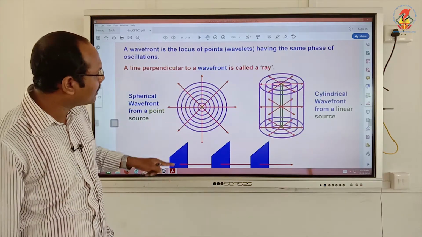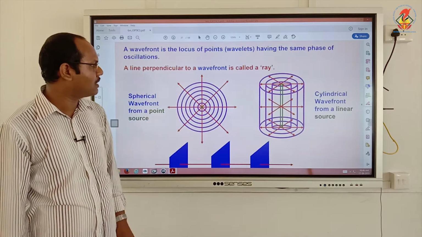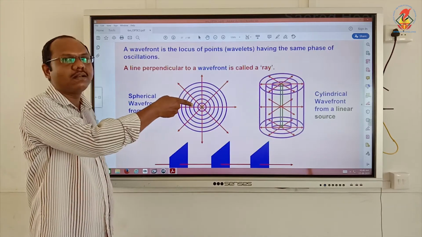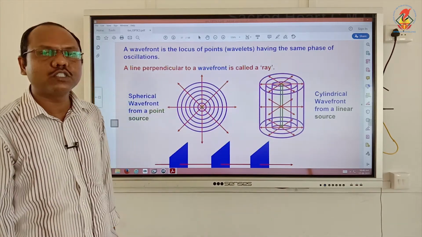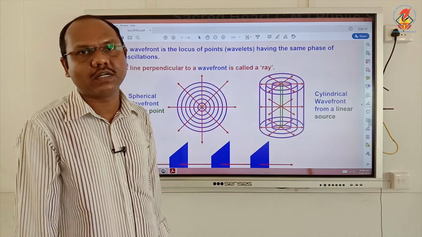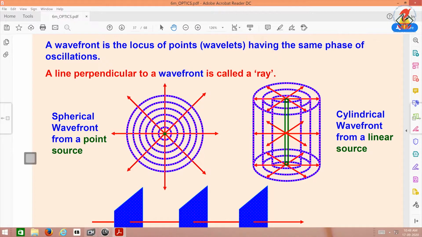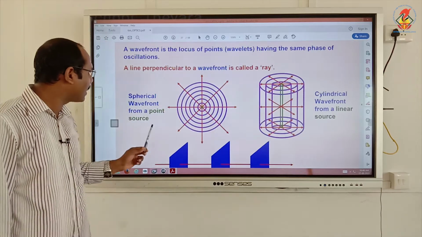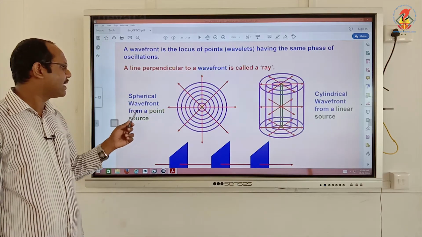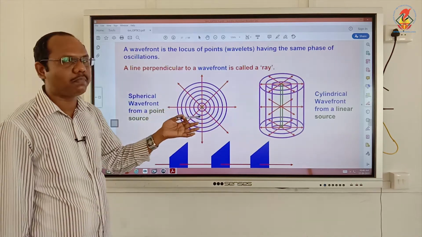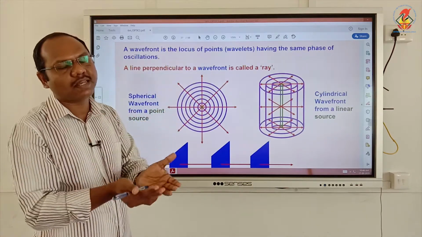Locus means, you can see I have marked some points in violet color, and I have drawn a circle which covers all those points. That circle drawn is called locus. In three dimensions, it will be a sphere. So the locus of all points which have the same phase of vibration is called wavefront. So you can see from a point source, a spherical wavefront will be produced. I can only show a circle here because it's a plane. In real sense, it will be a spherical wavefront.